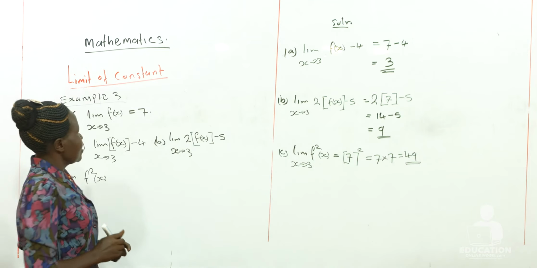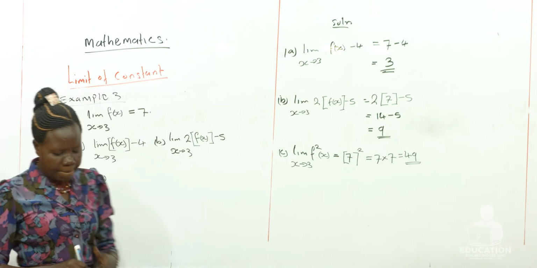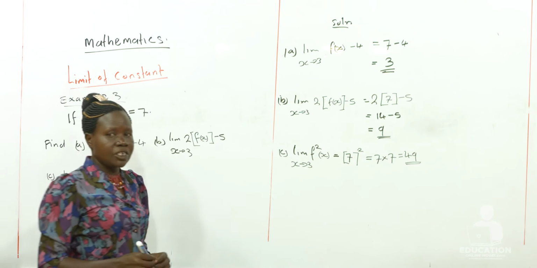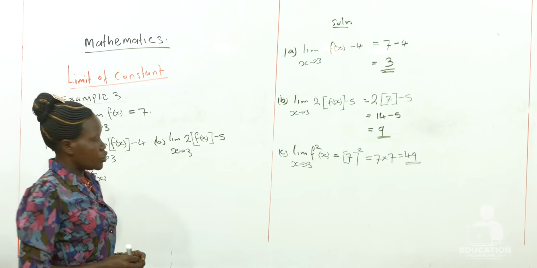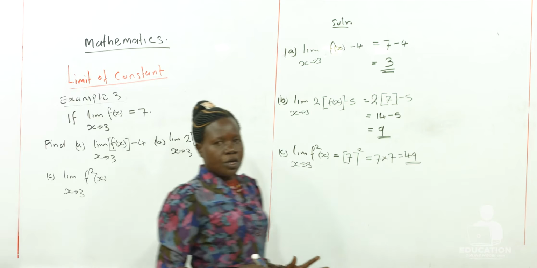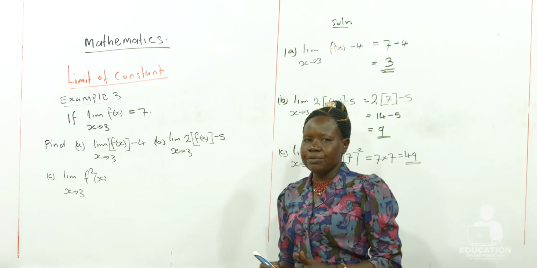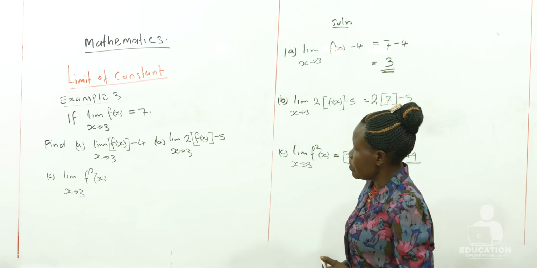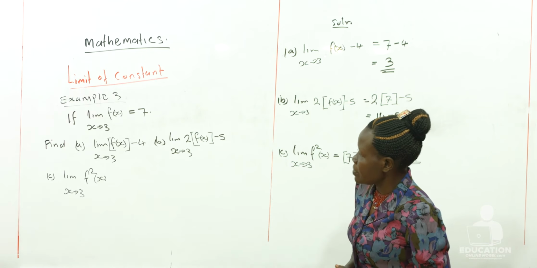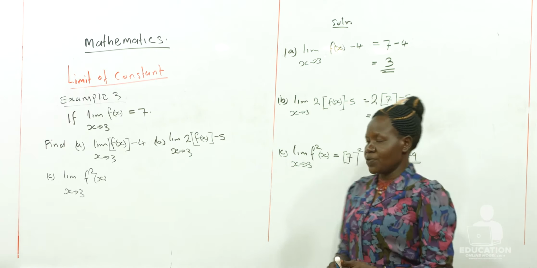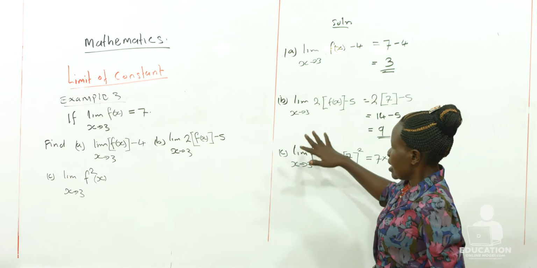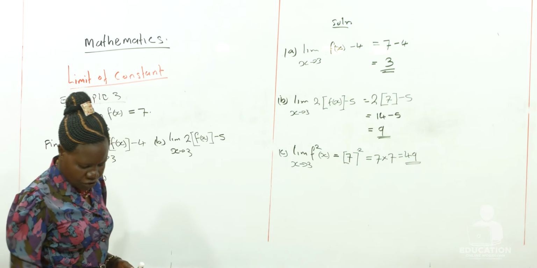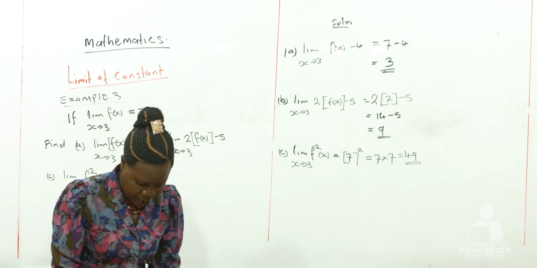So dear learners, within the concept of limits of a constant, I believe you have picked something from these 3 examples. You should be able to know, if I'm asked to find any limit of a constant, what should I do? And if I'm asked to find a limit of a composite function, what should I do? So this is what we have been looking at. With this, I want you to take these questions as your exercise.